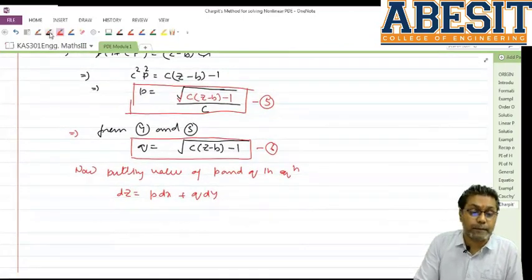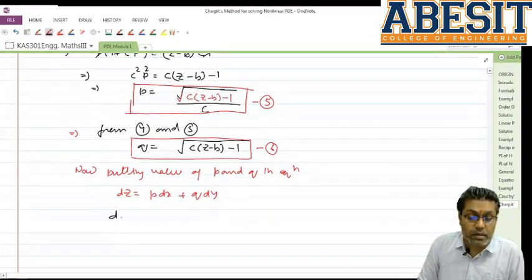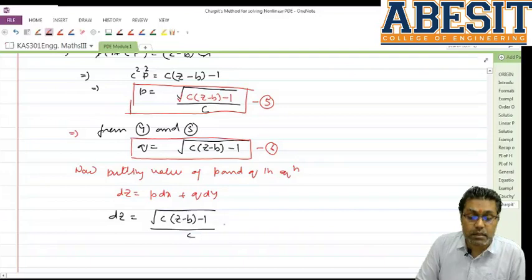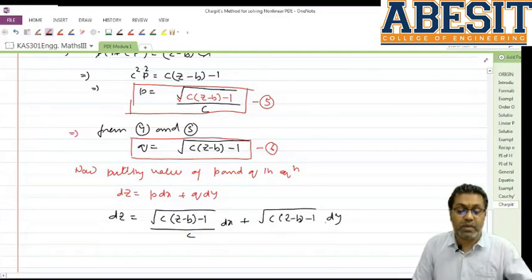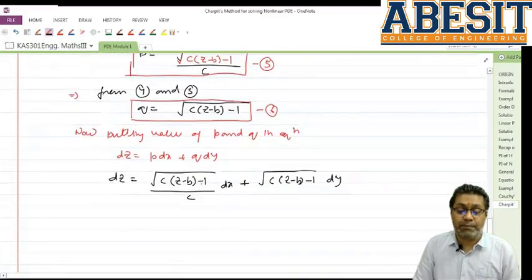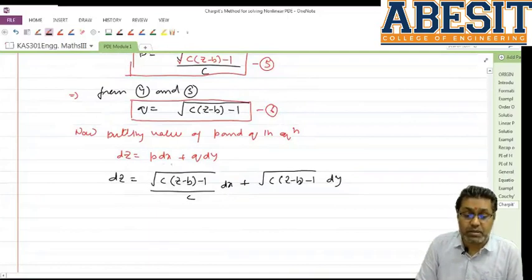क्या मिलेगा यहां से? dz इज इक्वल टू p की वैल्यू अंडर रूट c z माइनस b माइनस 1 डिवाइडेड बाई c dx प्लस अंडर रूट c z माइनस b माइनस 1 dy. तो इसमें हम वेरिएबल सेपरेबल लगाते हैं. जो भी हमारी z के टर्म्स हैं उन्हें एक तरफ ले लेंगे, बाकी टर्म एक तरफ. तो देखिए ये इसका न्यूमरेटर ये और दोनों कॉमन हो रहे हैं, तो ये दोनों कॉमन हो जाएंगे.